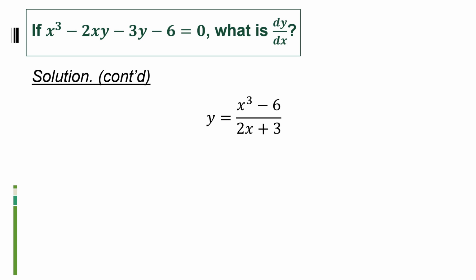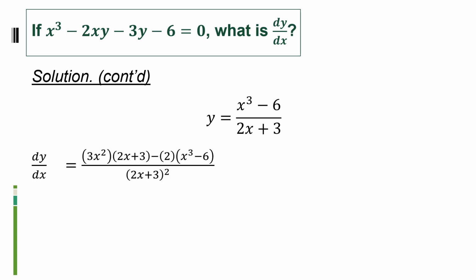So since naiwalay natin yung y at meron lang tayong isang dinedefine na function, so pwede lang natin gamitin yung quotient rule dito to find dy over dx. So that is dy over dx equals f prime g minus g prime f all over g squared. So we have 3x squared, okay, this is f prime, times g, 2x plus 3, minus g prime, which is 2, times f, which is x cubed minus 6, all over g squared, which is 2x plus 3 squared.